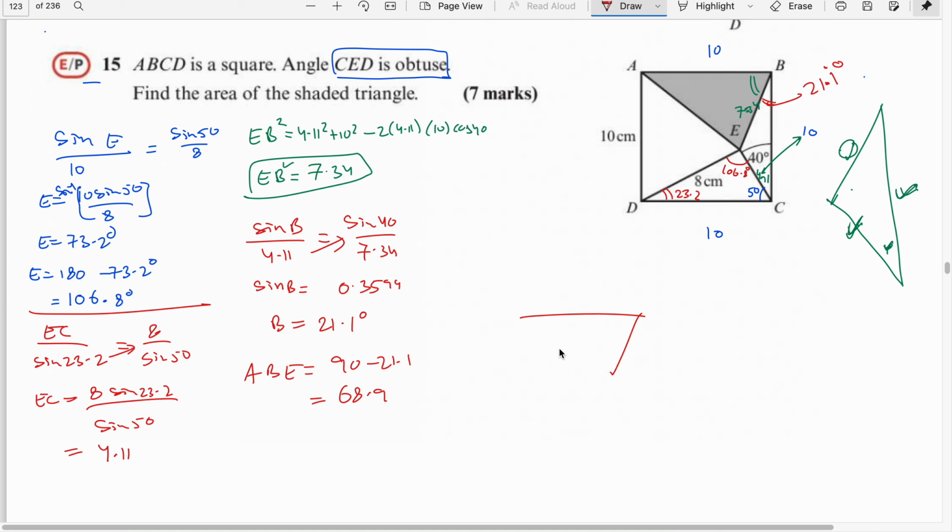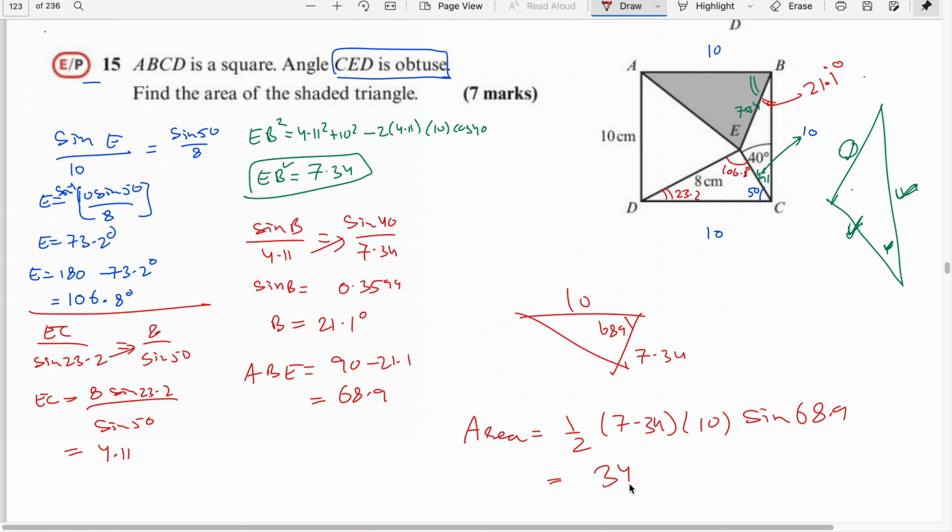Now for the shaded region, I have this side 10, I have this side 7.34, I have this angle 68.9. So area is equals to 1 by 2 first side into second side into sine 68.9. So 1 by 2 into 7.34 into 10 into sine 68.9, that is 34.2 unit square, and this was centimeters, centimeter square.